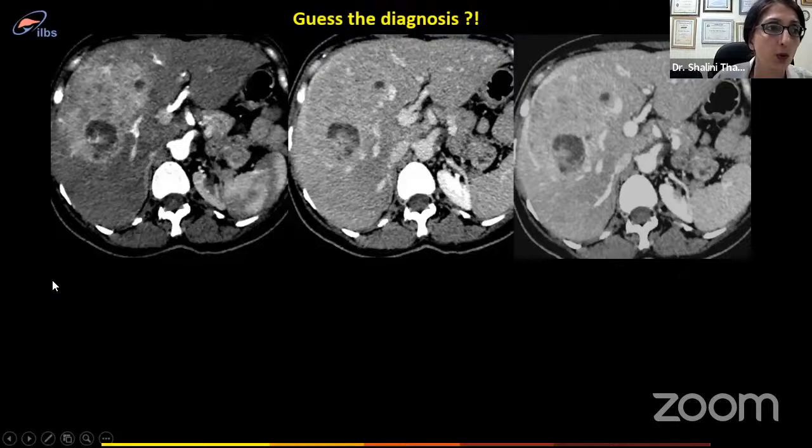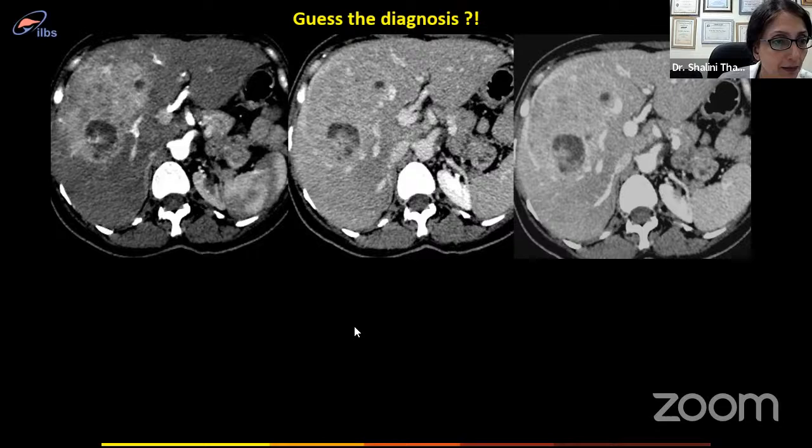Now we've seen such similar lesions. What do you think this lesion would be? Any takers for the diagnosis? Do I have something on the chat? Okay. I'm not getting anything on the chat. Anybody would like to share and say what they're seeing on the chat?